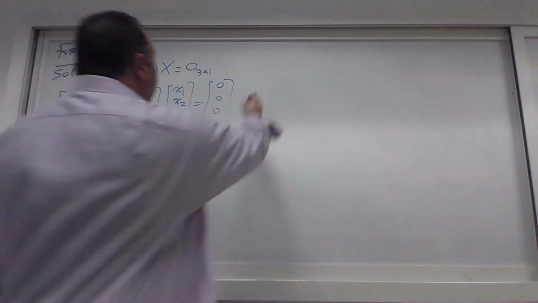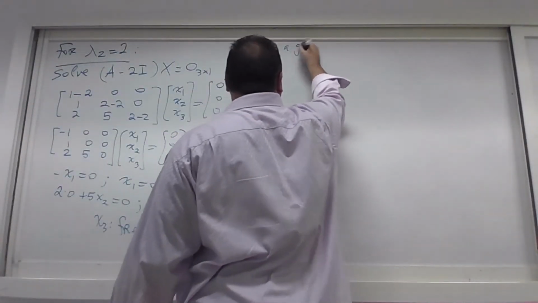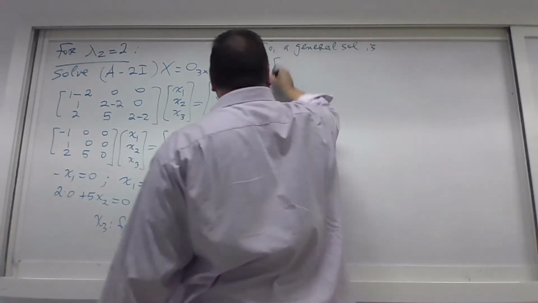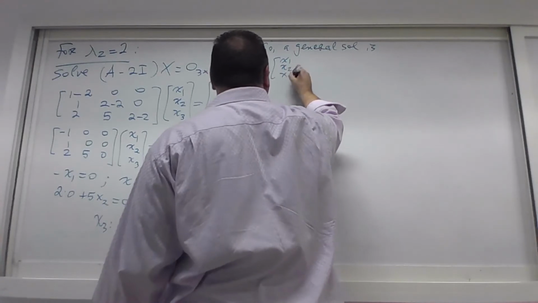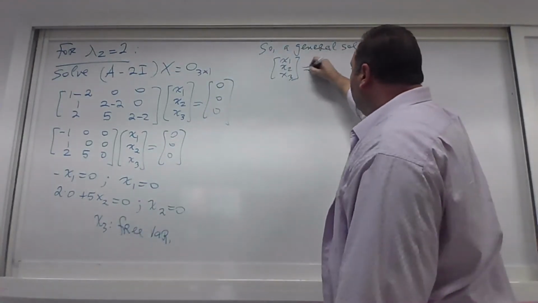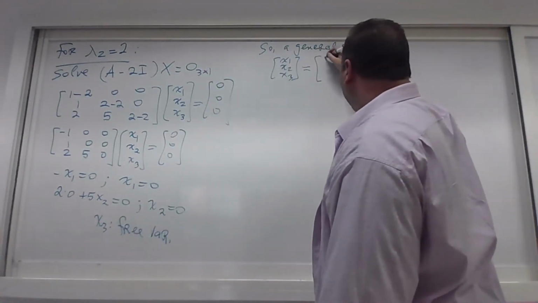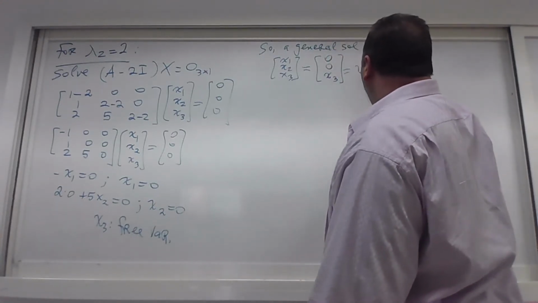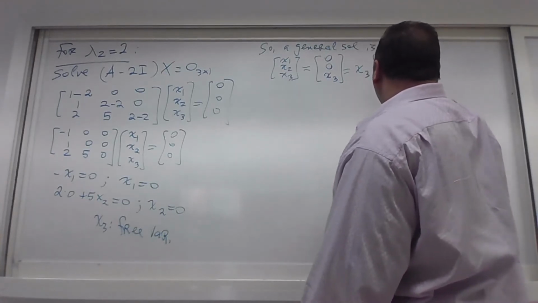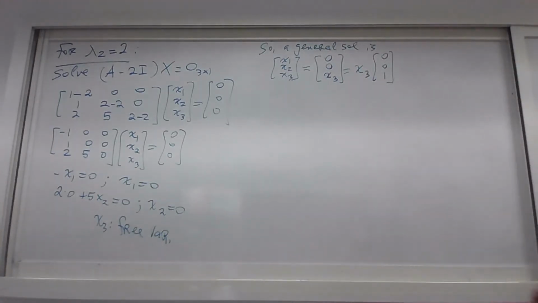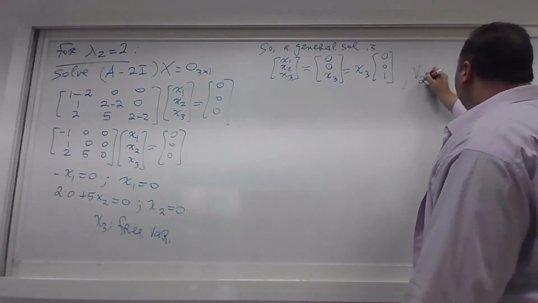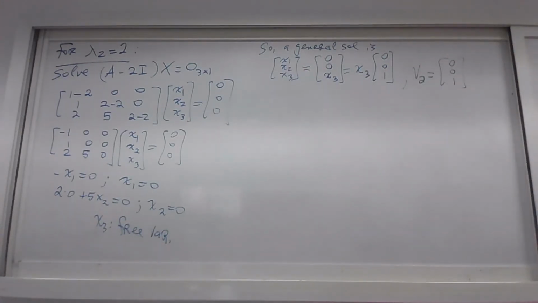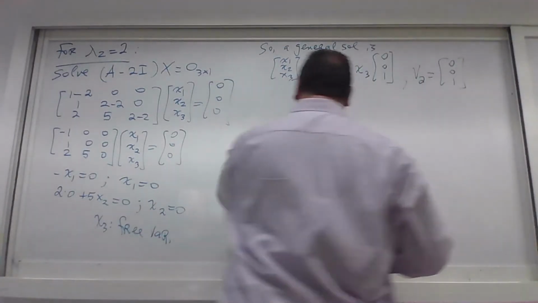So my general solution, x1, x2, x3. This is important to write. So x1 is 0, x2 is 0, x3 is x3, free. Factor x3: 0, 0, 1. So ta-da, I have my eigenvector. So v2 will be 0, 0, 1. So this guy will be a basis for the eigenspace.